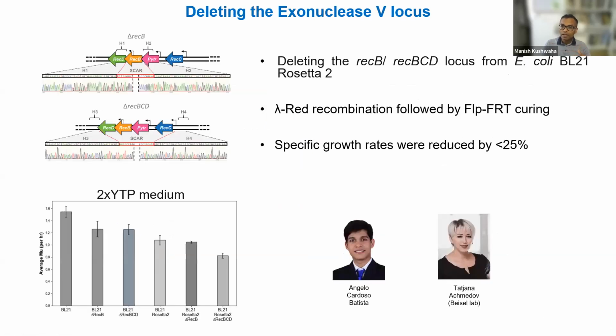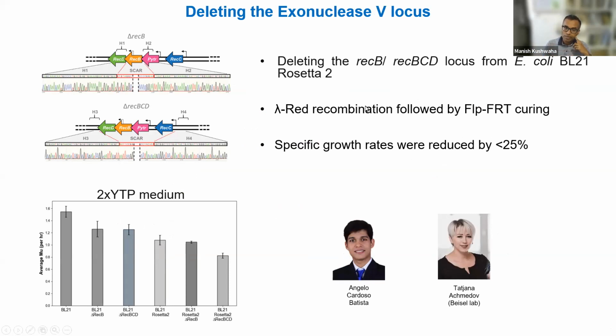So at this point, a PhD student, Angelo, was working on this, and one of his PhD committee advisors was Chase Basil. We were discussing with him, and he was also interested in making these RECB or RECBCD deletion mutants. So then Angelo teamed up with Tanya in Chase's lab, and they started knocking out the RECB gene or the RECBCD gene from the E.